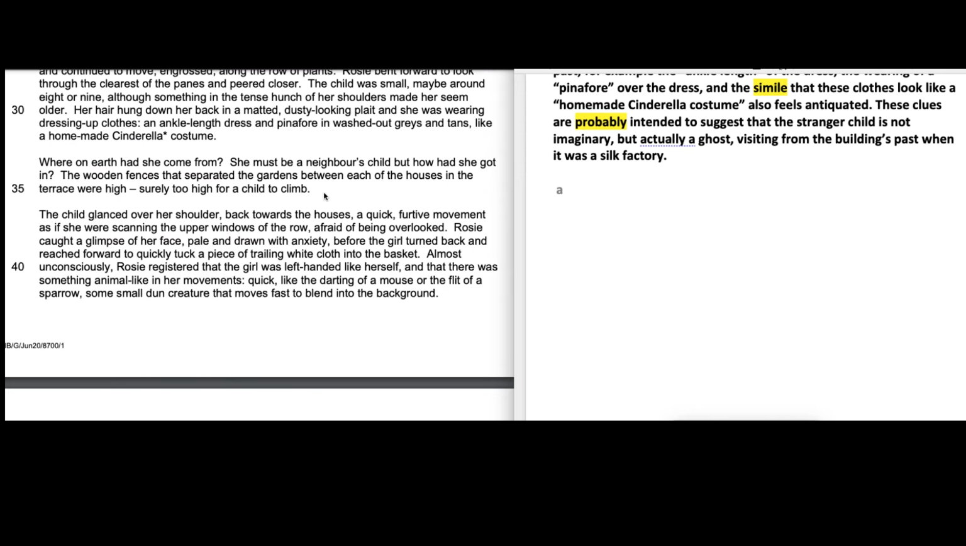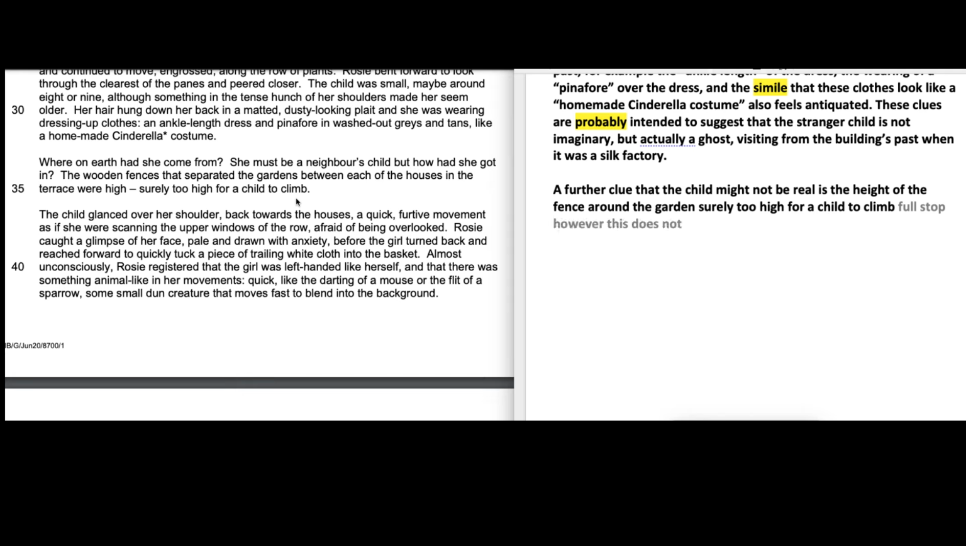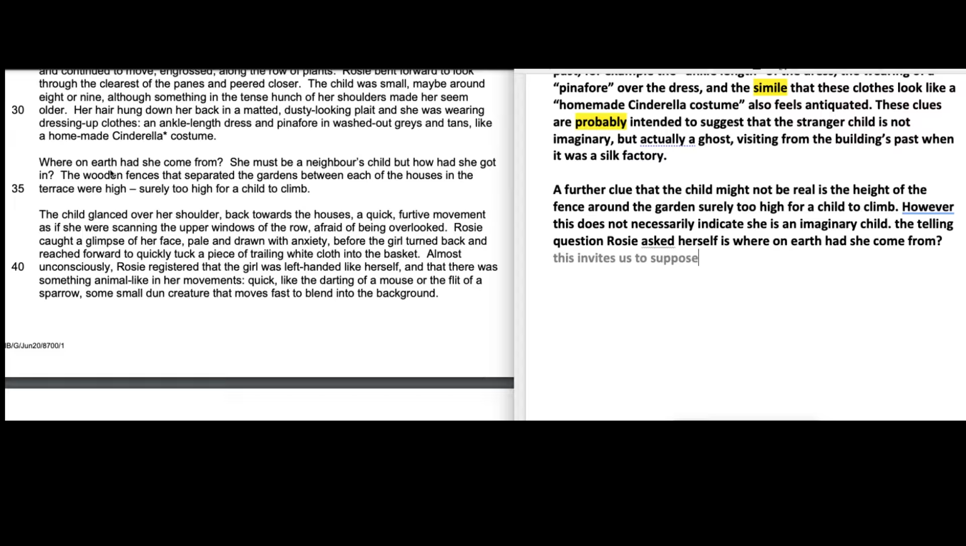A further clue that the child might not be real is the height of the fence around the garden. Surely too high for a child to climb. However, this does not necessarily indicate she is an imaginary child. The telling question Rosie asks herself is, where on earth had she come from? This invites us to suppose that the child is not an earthly presence and is consequently a supernatural one. She may well be a ghost.